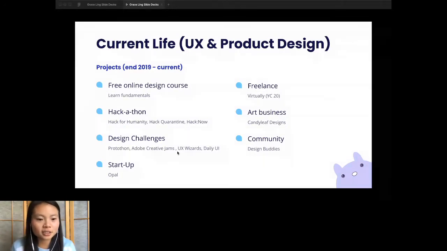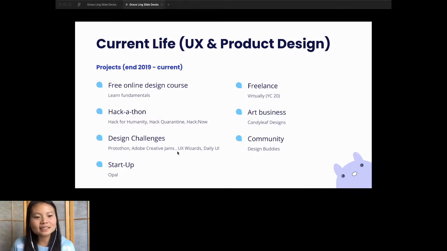Hackathons, design challenges are great, but real world projects are even better. I also did some freelancing work for this company called Virtually, which is an online school. I did some freelance design work, and Virtually actually went to YC, which is really cool, Y Combinator. And I also had my own art business on the side. I feel like it really helped me understand the business side of design. And I created Design Buddies as well. So this is all the projects I've done.